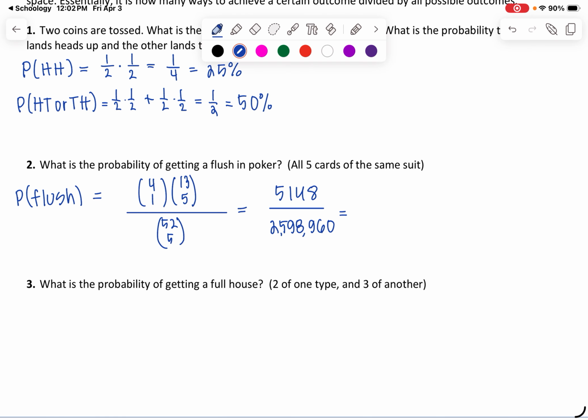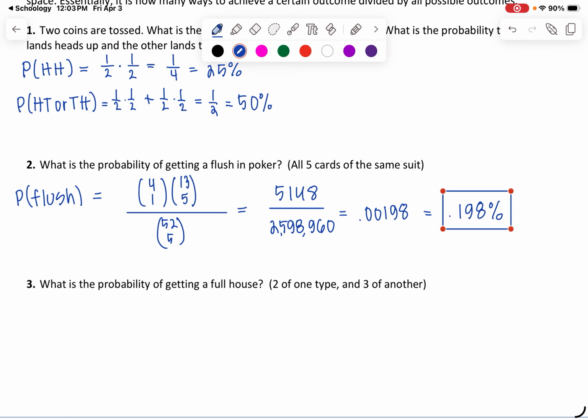Now we can put that in our calculator: 5,148 divided by 2,598,960. I get a decimal, 0.00198. If I said that's the probability, that doesn't resonate well with people, so let's turn it into a percentage by moving the decimal over 2 places. So it's 0.198%. Even though there are over 5,000 different ways to get a flush, the probability of getting a flush in a 5-card poker hand is less than 1%.